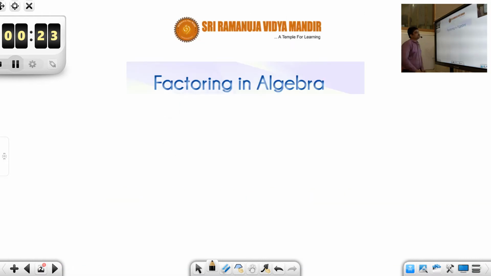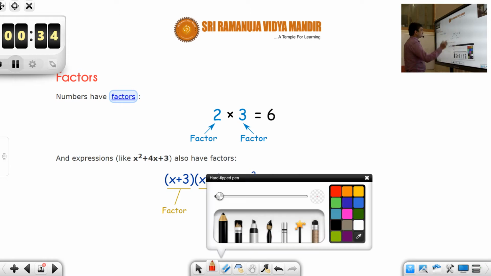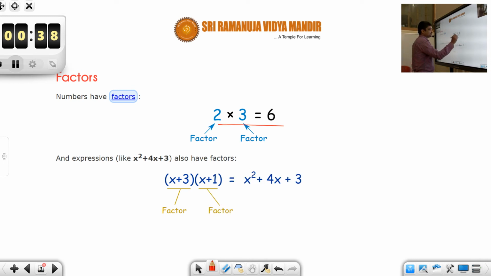So factoring in algebra. Suppose we already learned what the word factor means. Numbers have factors, right? Say for example 2 times 3 is equal to 6. So here we'll call 2 a factor of 6, and 3 a factor of 6, right?